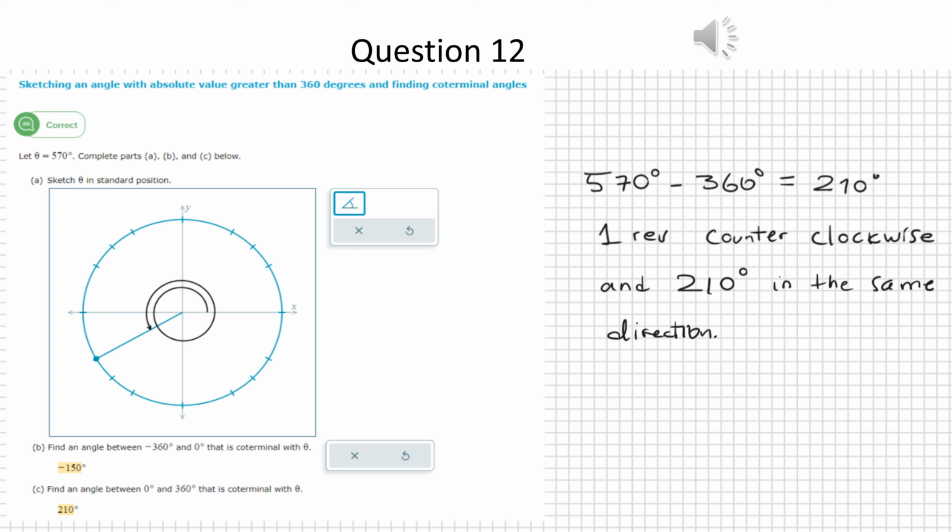Find the angle. So now I find coterminal. Coterminal when it's negative, no? It's in the opposite direction, so clockwise it is negative 150, because it's 180 minus 30. And the other coterminal, but in the positive direction, is just 210, exactly as we saw before. Okay.